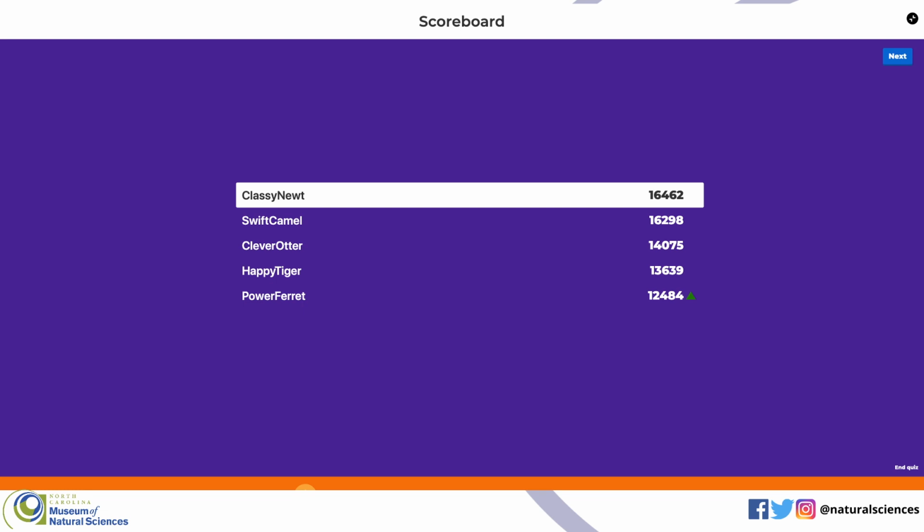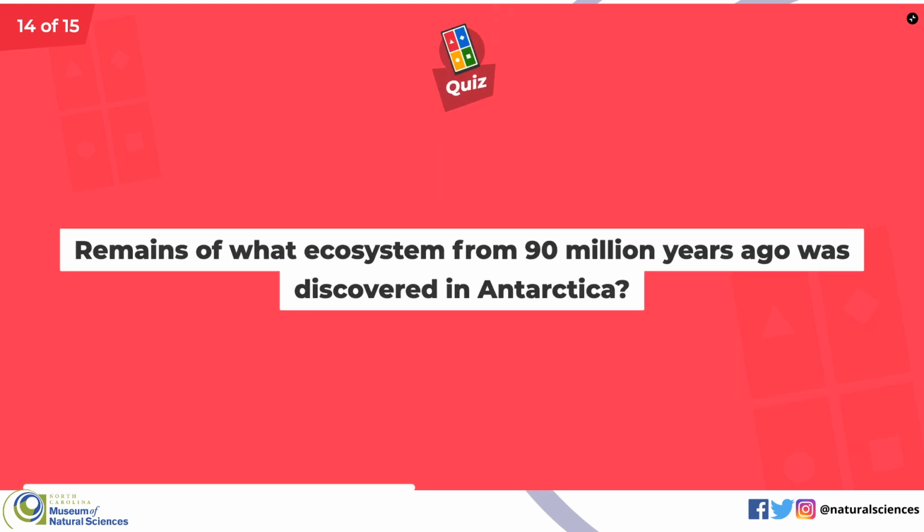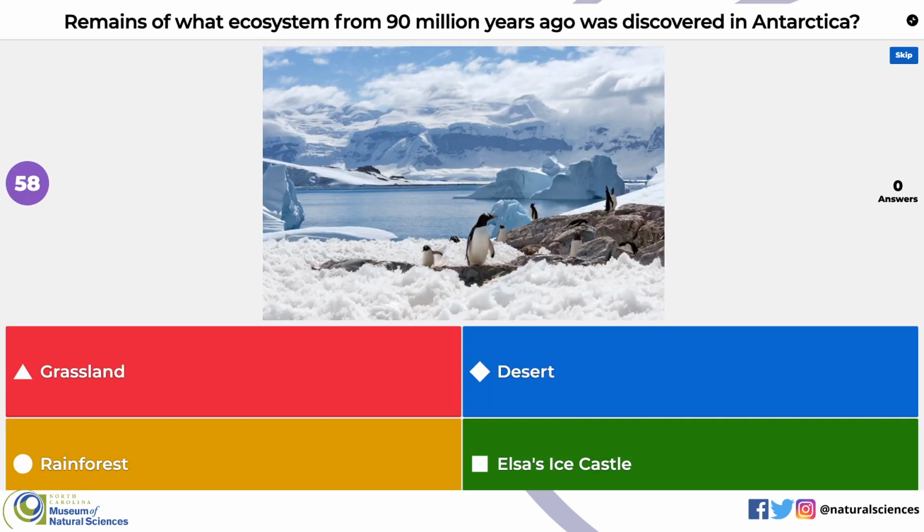Okay, everybody, let's rock and roll. Next question. Hope you're ready. Question 14. Remains of what ecosystem from 90 million years ago was discovered in Antarctica? Was it a grassland ecosystem in Antarctica? Was it a desert? A rainforest? Or from 90 million years ago, did they find an ice castle?